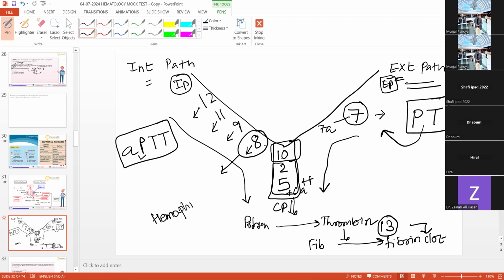Hemophilia. Have you heard of it, doctor? Yes or no? Are you with me? At least tell me yes or no, right?